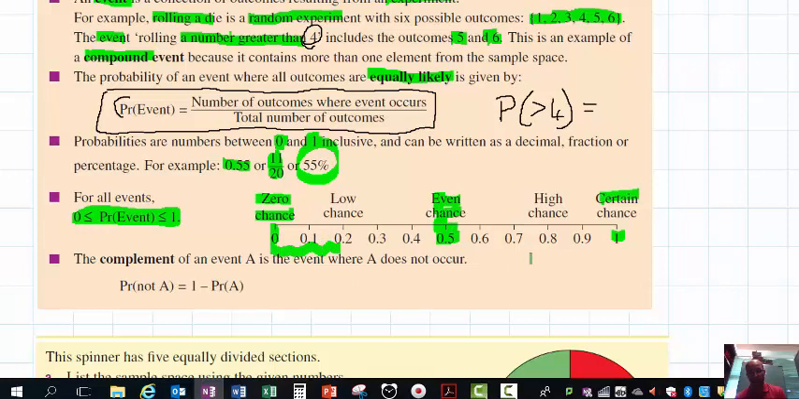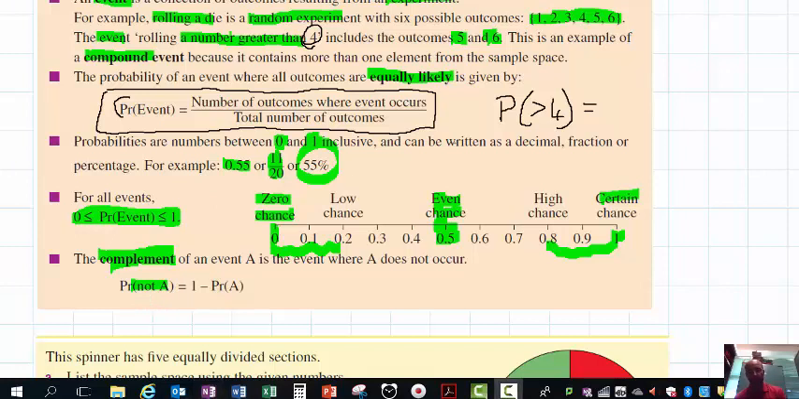Things down this way have a low probability of occurring. Things up this way have a high probability of occurring. Lastly, we have the complement. Now that's an important word. The complement is basically all of the opposites. So the complement of the probability of A occurring would be the probability of not A occurring. We get the complement by going 1 minus the probability of a certain event.